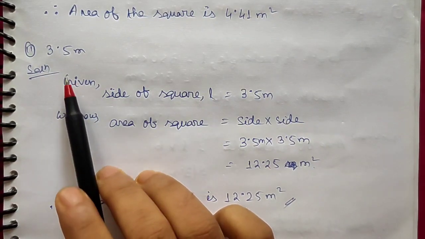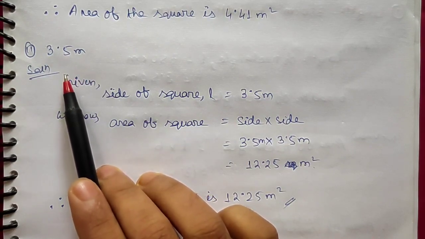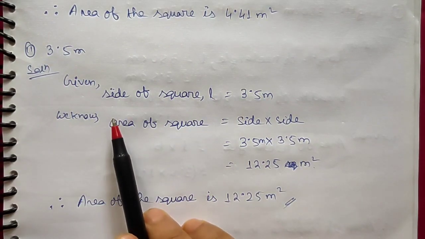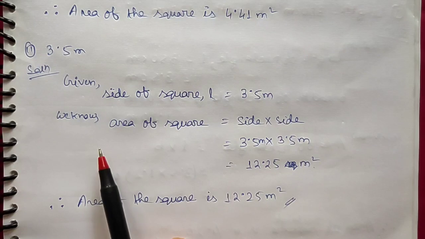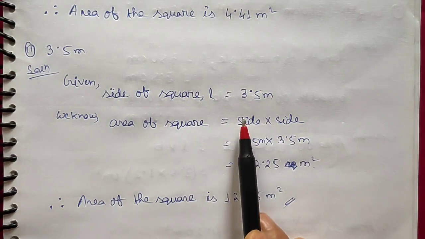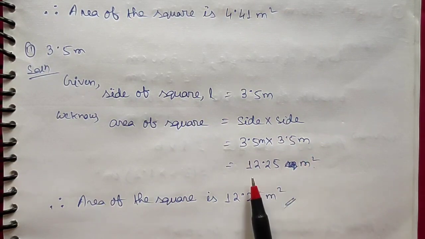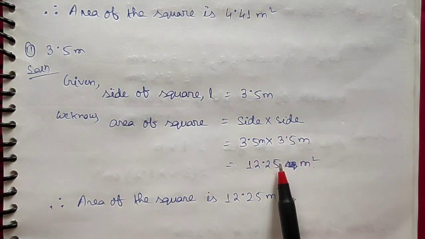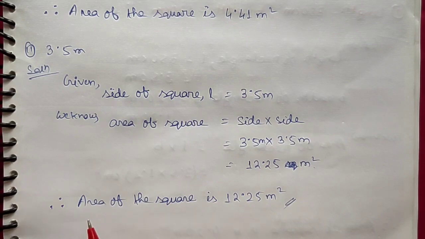Next one, same question, but in this case the side of the square is 3.5 meter. So let's start. Here given side of the square L is 3.5 meter, and we know area of square equal to side into side. Side is 3.5, so we have written 3.5 into 3.5 meter. So 3.5 into 3.5 is 12.25, and meter into meter is meter square. So last, we have to write the conclusion line: area of the square is 12.25 meter square.